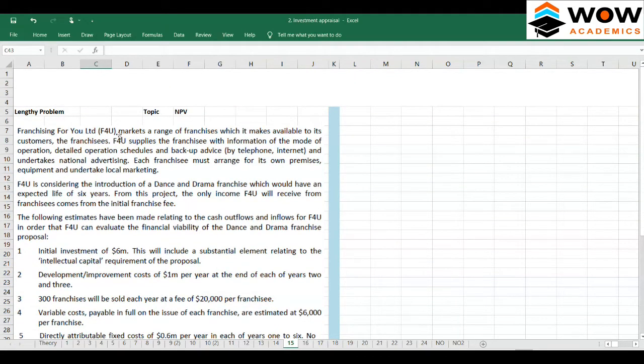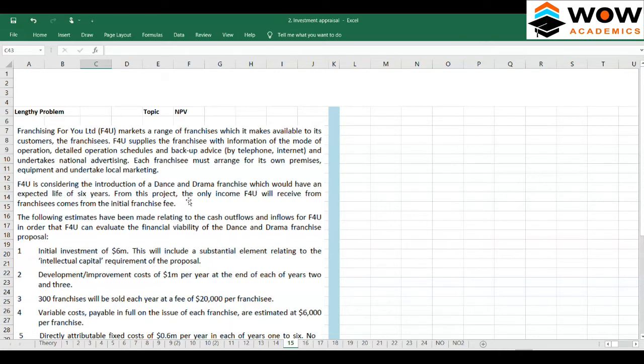Franchisee for You Limited, F4U, markets a range of franchisees which it makes available to its customers. F4U supplies the franchisee with information on the mode of operation, detailed operation schedules, and backup advice by phone and internet, and undertakes national advertising. Each franchisee must arrange for its own premises, equipment, and undertake local marketing. F4U is considering the introduction of a dance and drama franchisee, which would have an expected life of 6 years.